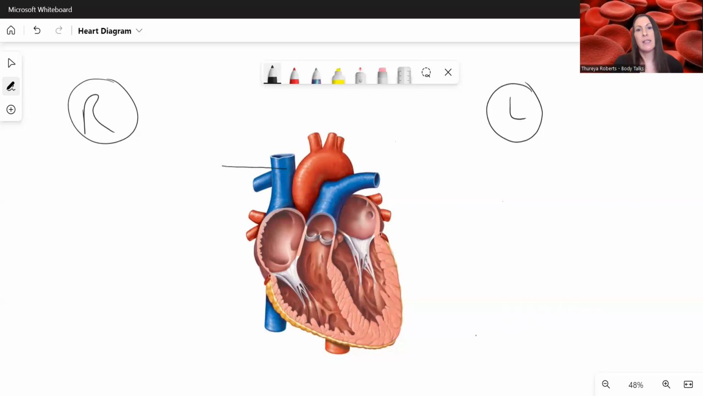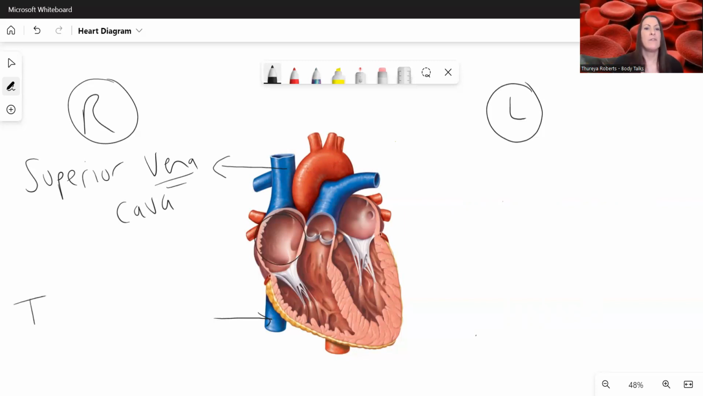This vessel here is called the superior vena cava. I'll just write that out: superior vena cava. Vena just means vein. And down here, we have a vessel leading into the same place. Both these vessels are leading into the right atrium. So this is the inferior vena cava.